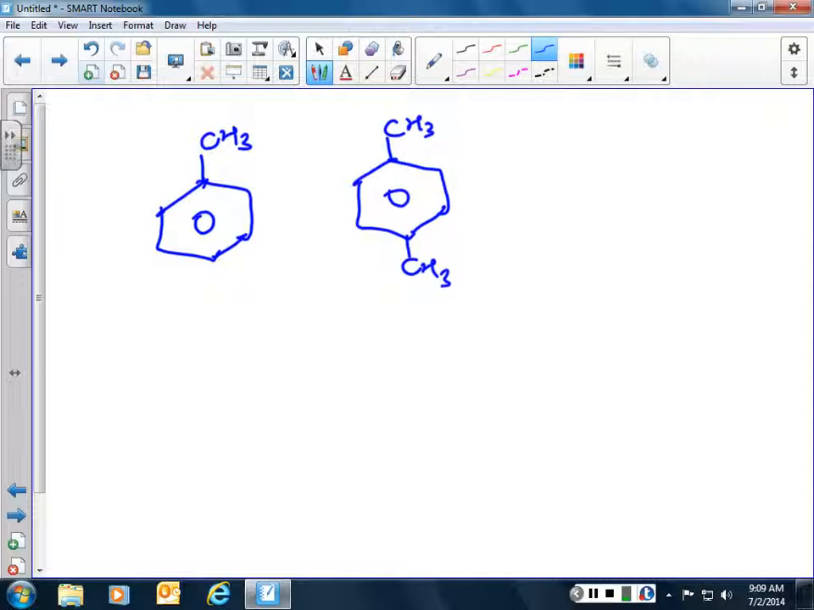So now we have to number them. Correct? Because there is a branch which is coming out of the benzene ring. See that same thing, page 115. If there is a CH3 group, what is it called? A branch. It's not part of the main ring.